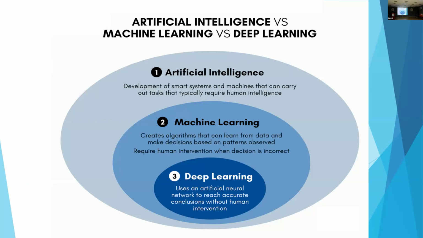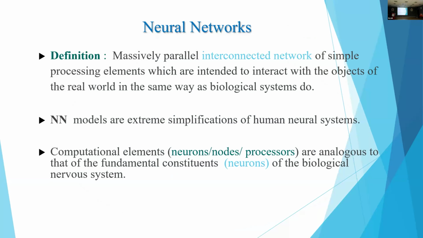So this is all, in short, that I already have shown you. Artificial intelligence is the bigger umbrella. Then machine learning, which creates algorithms that can learn from data and make decisions based on patterns observed, but which needs human intervention because of manual feature feeding. Whereas in case of deep learning, without human intervention, I will only provide the data, and the rest will be done by the deep neural network.